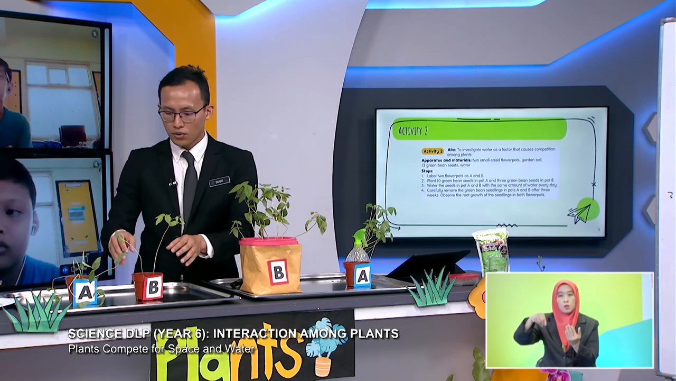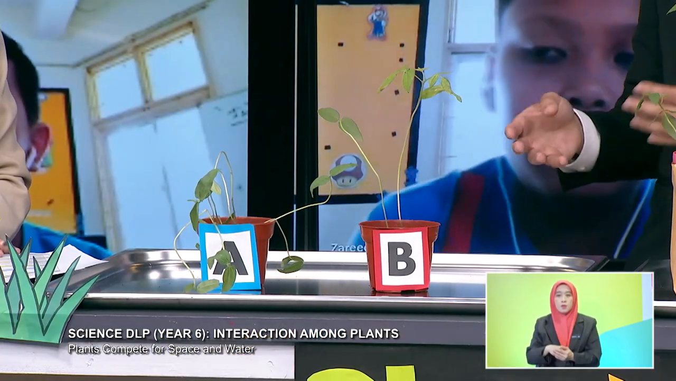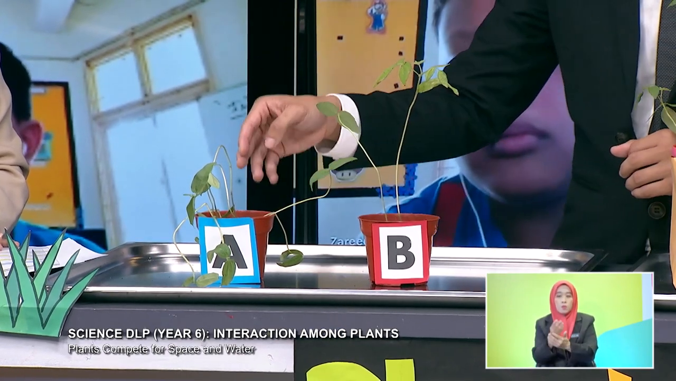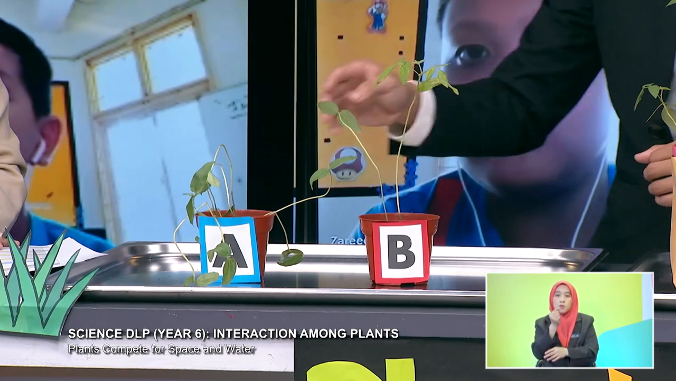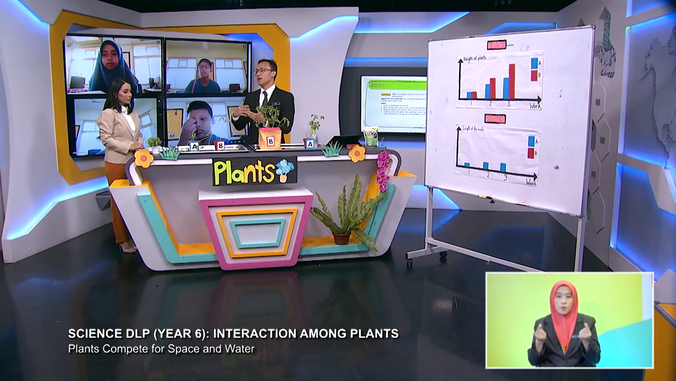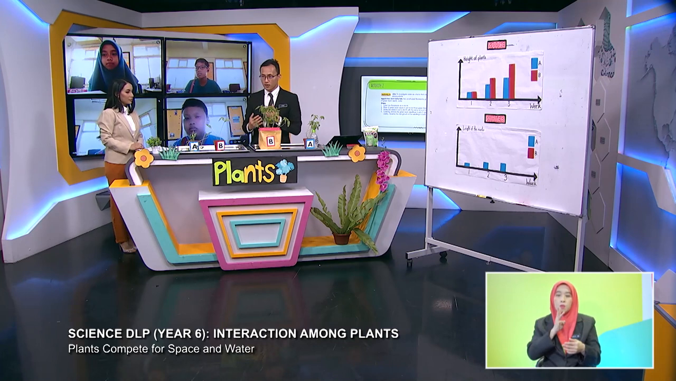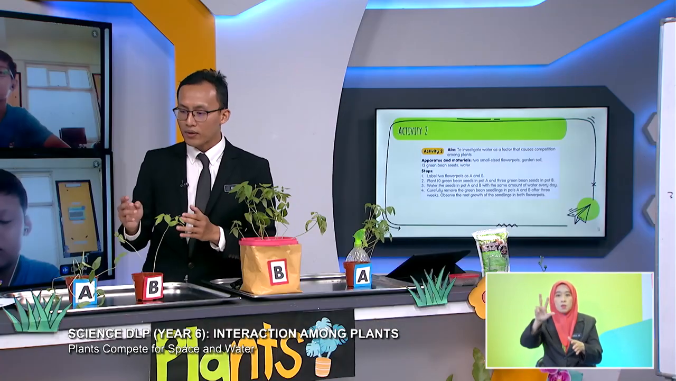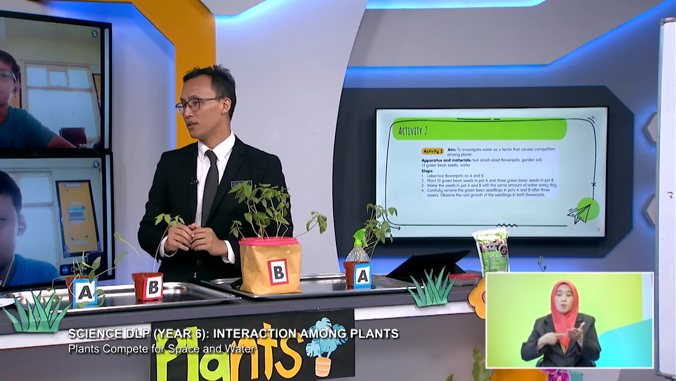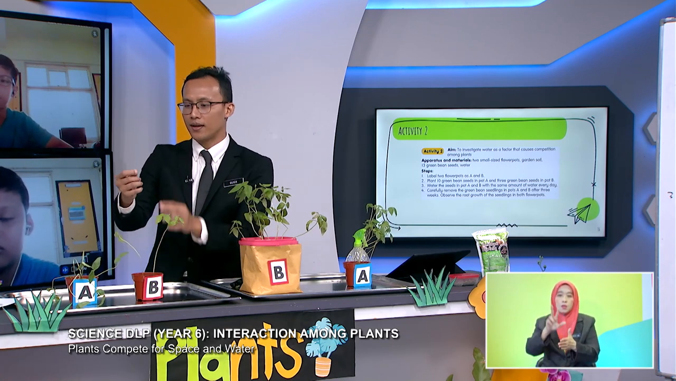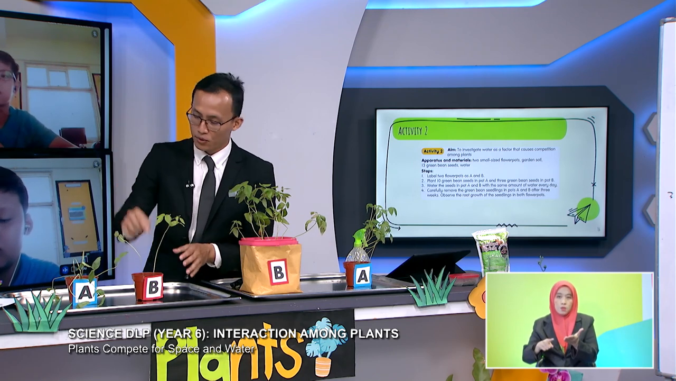At the start of the experiment, I placed 3 green bean seeds here, and I placed 10 green bean seeds in flower pot B. I water them regularly every day, at the same time. After 3 weeks, what we want to see is the length of the roots. So I took it out, had a look at it, measured it, and then put it back. Every week I do the same thing for the plants.